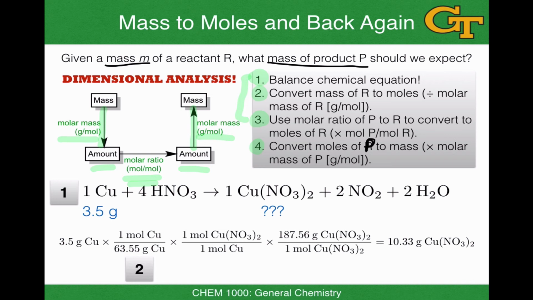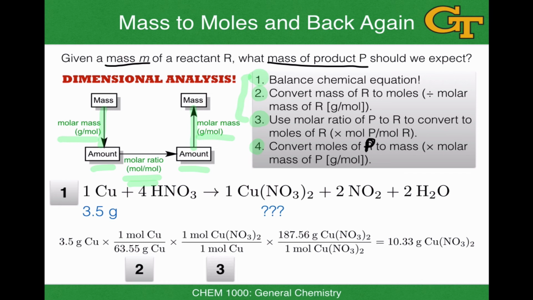We then take those moles of copper, and I haven't shown the intermediate value, but we could come up with some intermediate number of moles. We take that number of moles and multiply it by the molar ratio of copper nitrate to copper, which here is simply 1 to 1. So step 3, multiplying by the molar ratio, here it's just multiplying by 1, but it's not necessarily always that simple. And then we convert that number of moles of copper nitrate now.